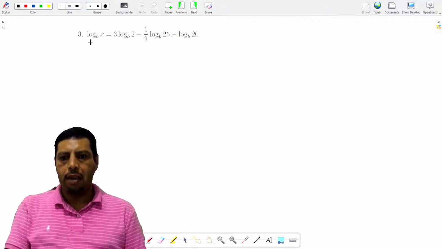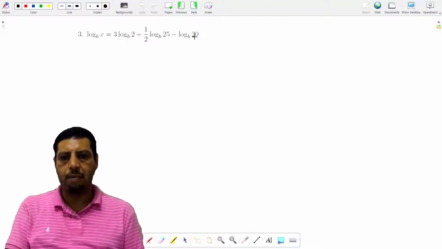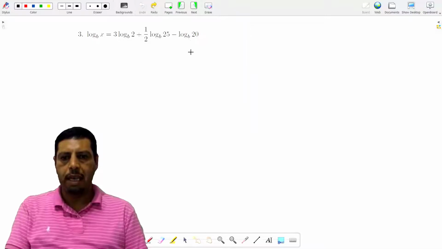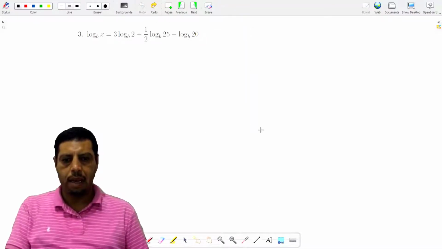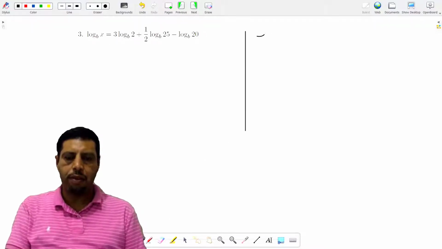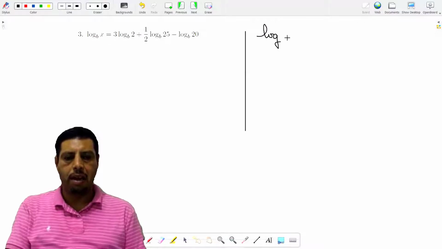If we move to the third one, we have here a bigger equation. We have log base b of x equals 3 log base b of 2 plus half log base b of 25 minus log base b of 20. So before starting solving this equation, we're gonna make a reminder on some properties of log functions. First of all, you have to know that log, and when I say log here, any logarithmic function including ln or the decimal logarithm, okay?